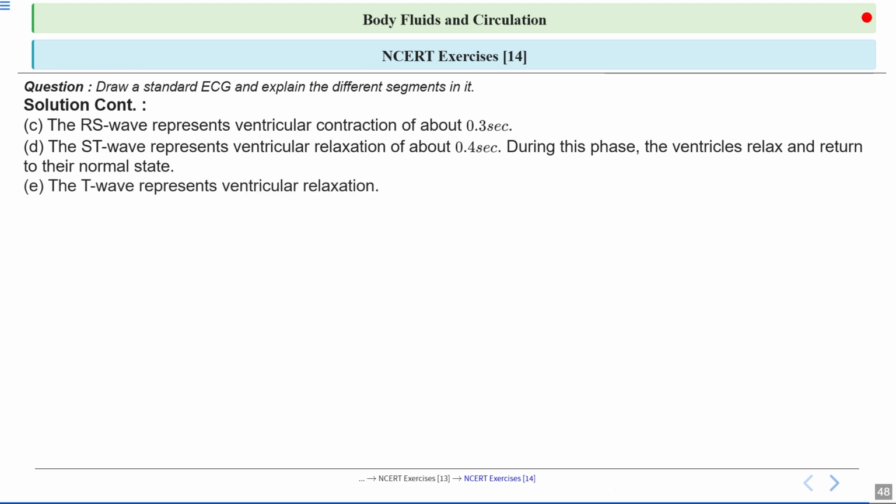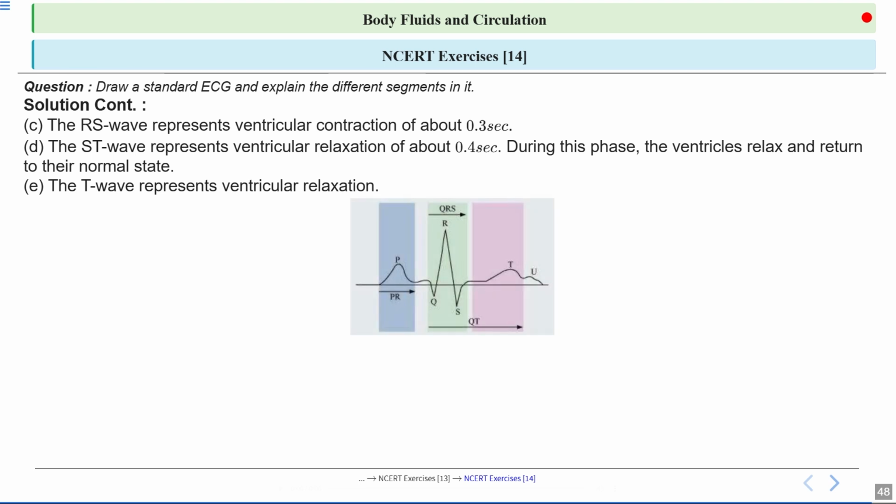Now, the T wave follows the ST segment and also represents ventricular relaxation. This wave shows the final recovery phase of the ventricles before the next cycle begins. A normal T wave is a sign that the heart is recovering properly after each beat. Again, this is an image showing you the ECG.